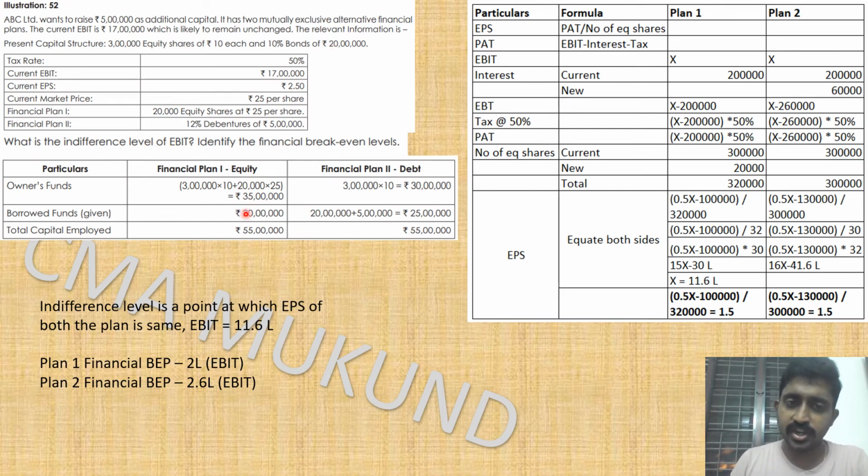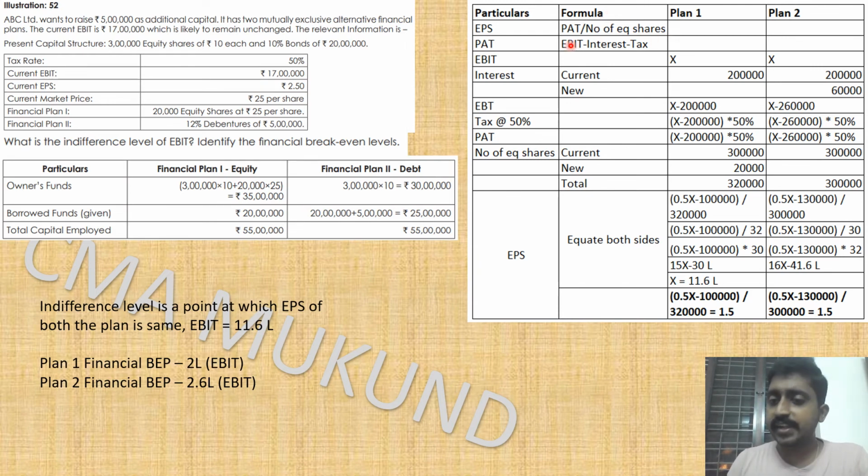In case 2, the 30 lakh equity fund is going to remain unchanged, but we are going to finance through debt. So what is the debt? 5 lakh through 12% debentures. So 20 lakh plus 5 lakh is equal to 25 lakh. In both the cases, the capital employed is 55 lakh. So there is no doubt about it.